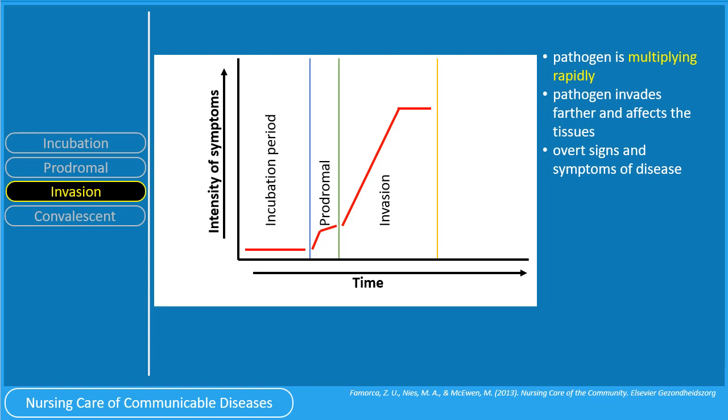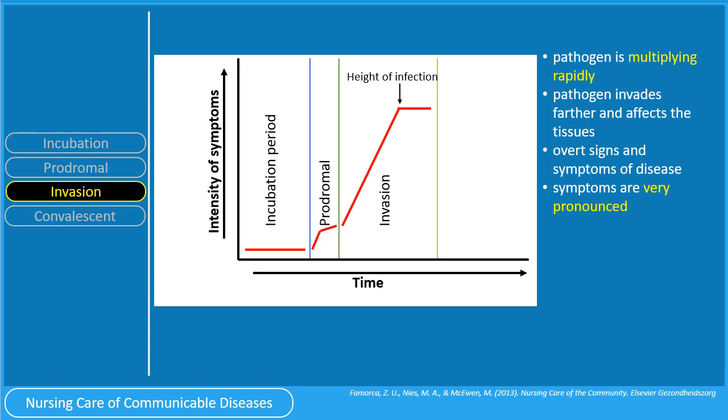The period of invasion is also known as the acute period. During the period of invasion, the pathogen is multiplying rapidly, invading further and affecting the tissues at the site of initial colonization, as well as other areas. The immune and inflammatory responses have been triggered. Symptoms may be specifically related to the pathogen or to the inflammatory response. The height of infection happens at this stage such that symptoms are very pronounced.